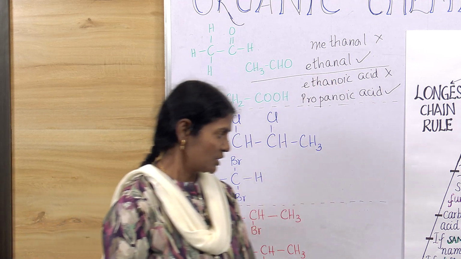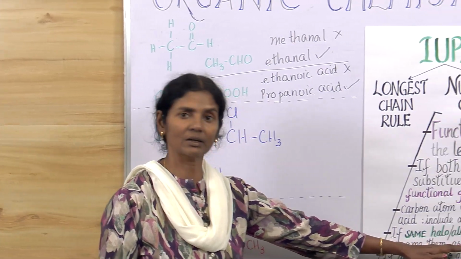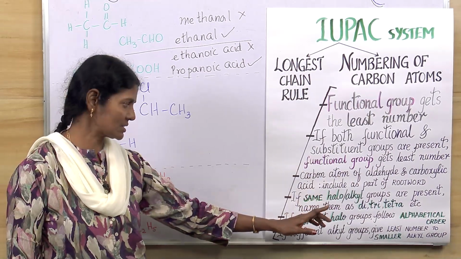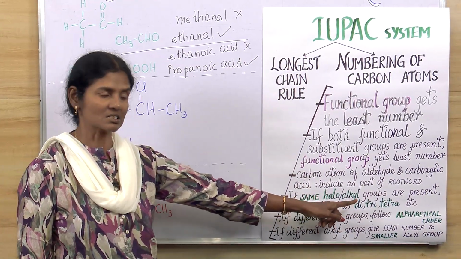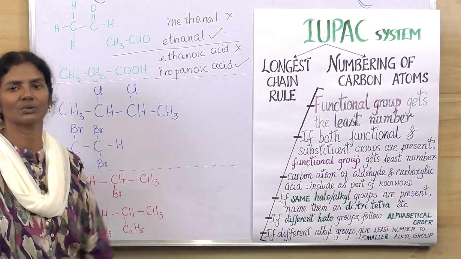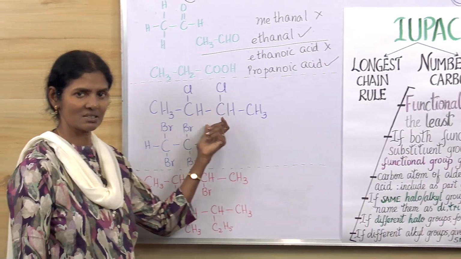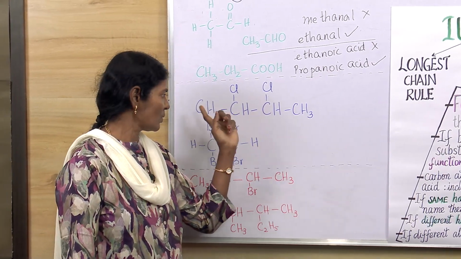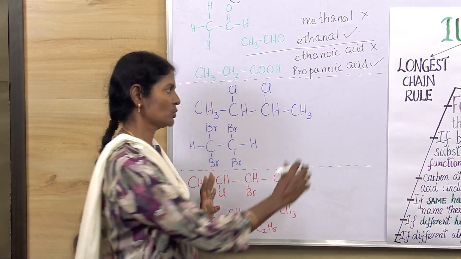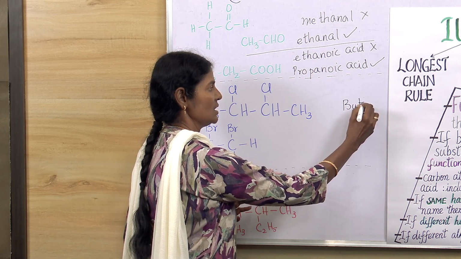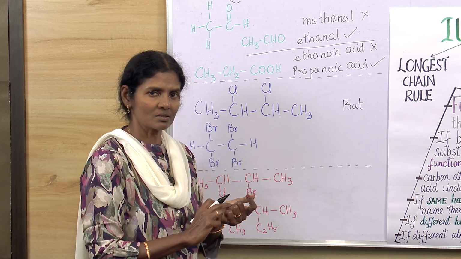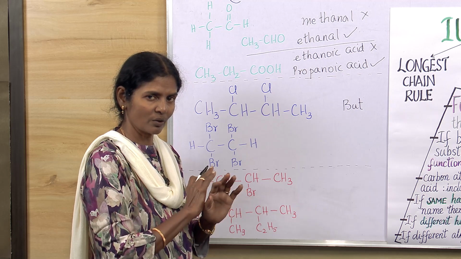Okay, next. If the same halo or alkyl groups are present, any number, you name them as di, tri, tetra, penta, hexa, etc. How many are there? Accordingly, you can name it. Now let's take this one. What is the root word here? 1, 2, 3, 4. 4 carbon atoms. Therefore, the root word is but. Okay. And is there any alcohol, aldehyde, carboxylic acid, double bond, triple bond? No.